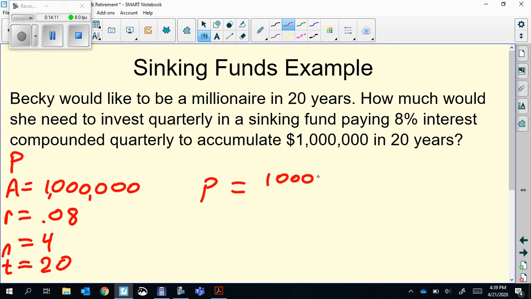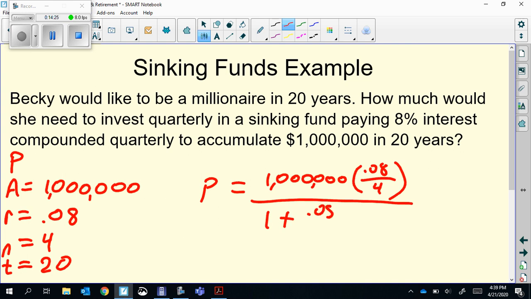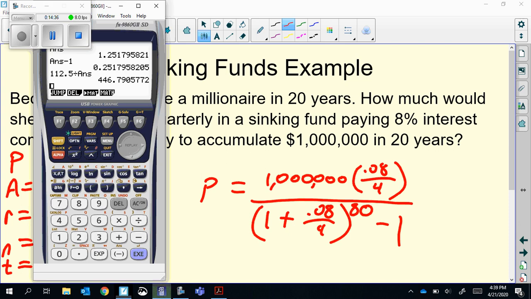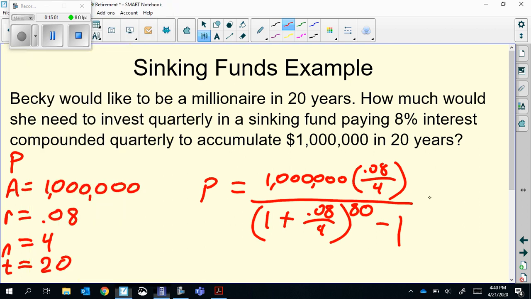So it's A times R over N divided by 1 plus R over N to the NT. 4 times 20 is 80. And then minus 1. So that's 0.08 divided by 4. 8 divided by 4 would be 2, so it's going to be 0.02. Just got to keep the decimals in there. And times a million. It's 20,000.